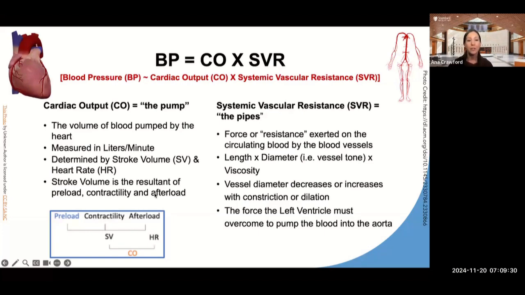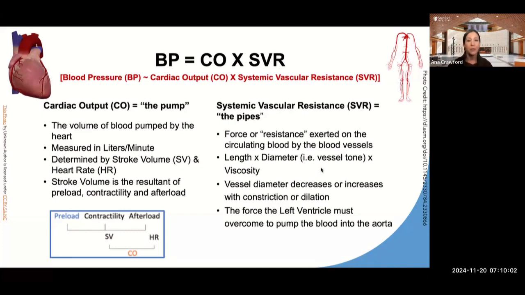For the next 4 sessions on shock, we will discuss blood pressure with the understanding that it is created by the product of cardiac output and systemic vascular resistance. Cardiac output and systemic vascular resistance are the pump and the pipes idea. Cardiac output is generated by the heart. Look on the left column of this slide. It's equal to the volume pumped out of the heart in 1 minute. It is measured in liters per minute.